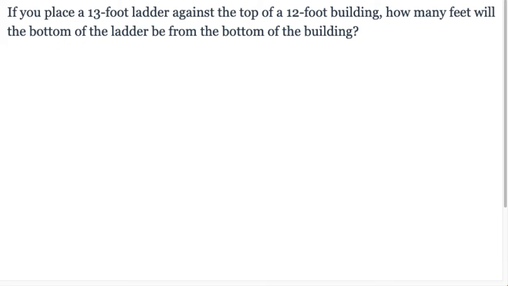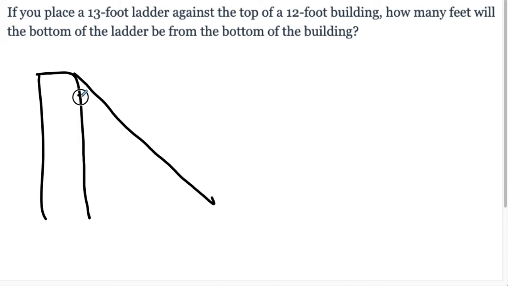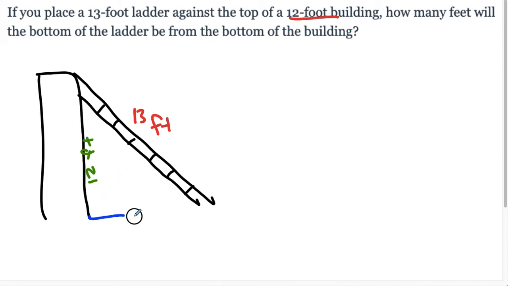So this is an example in which we have a building, okay, and then there's a ladder, and we know that this ladder is 13 feet. It's being placed against the top of a 12-foot building, so we know that this side of the building is 12 feet. And then it's asking how many feet the bottom of the ladder will be from the bottom of the building. So it's asking for the length between the building and the bottom of the ladder. So we don't know what this is.